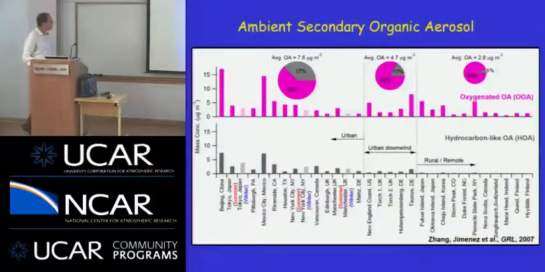This slide from Jose Jimenez's group a few years ago emphasizes the importance of secondary organic aerosol as a component of the organic matter in aerosol, which comprises maybe 50% of the aerosol mass. If you look at the oxidized versus the unoxidized forms, in urban areas roughly 2/3 is oxidized organic aerosol, and as you go downwind, it becomes almost fully oxygenated. So our interest is in understanding these processes in chemical detail.